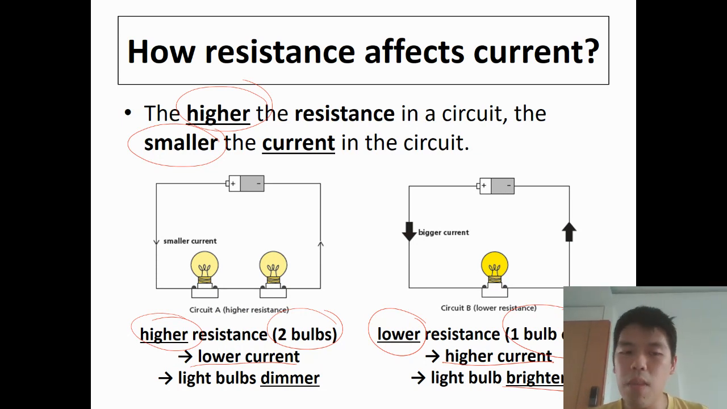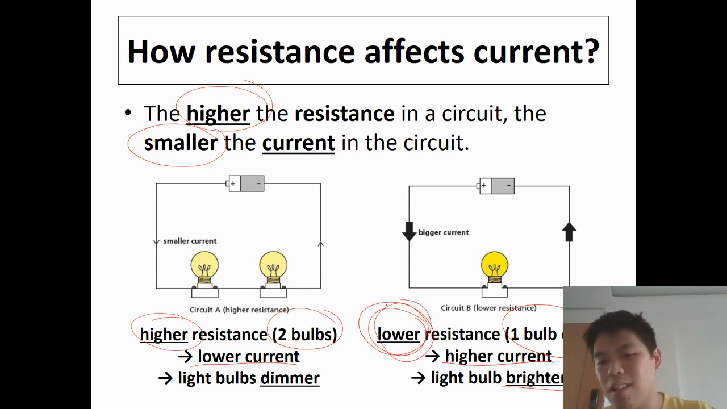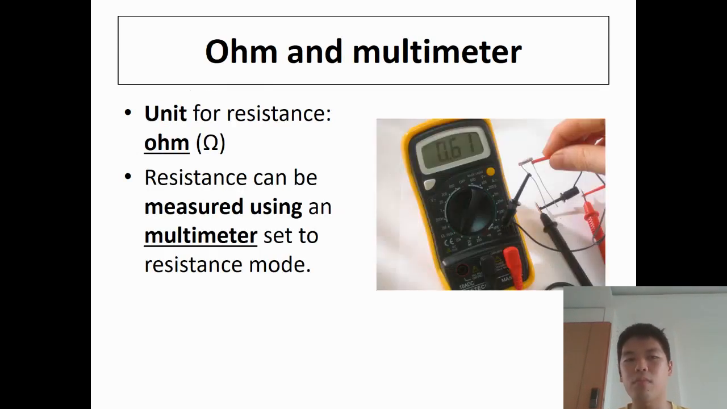So I recap again. If you have high resistance, there will be low current because there's a lot of rocks, so your water cannot flow through. If you have low resistance, in this case here, you have very, very few rocks, your water can flow through very easily, so high current.